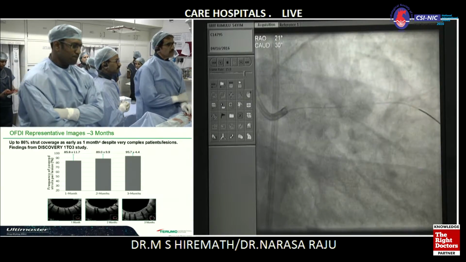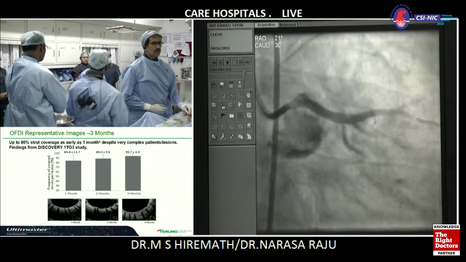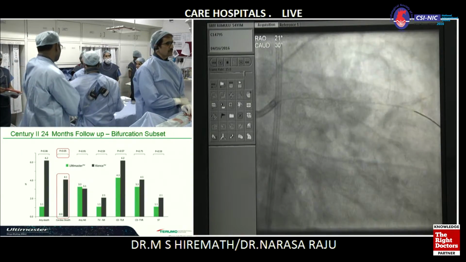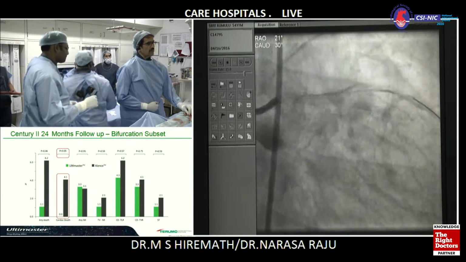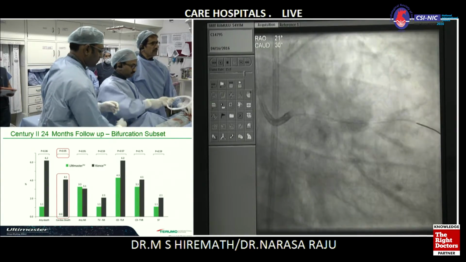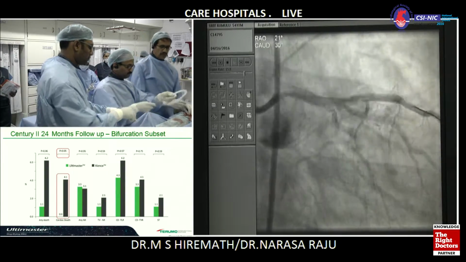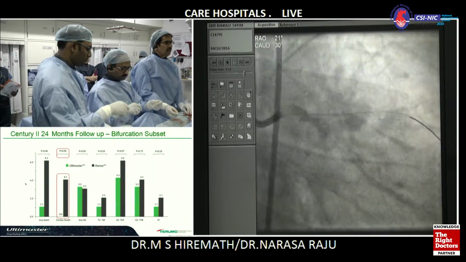But at some stage, we are going to do IVUS to see if the stent is well apposed. This particular stent can be stretched. 4.0 can go to well beyond 5. So we are hoping that we'll have a very good apposition at the end of a high-pressure inflation.